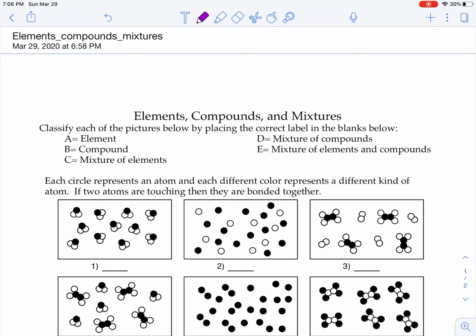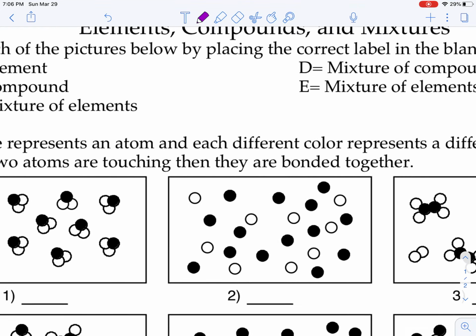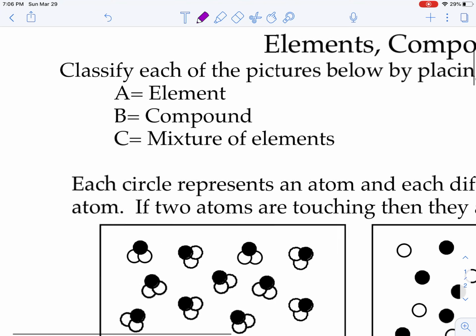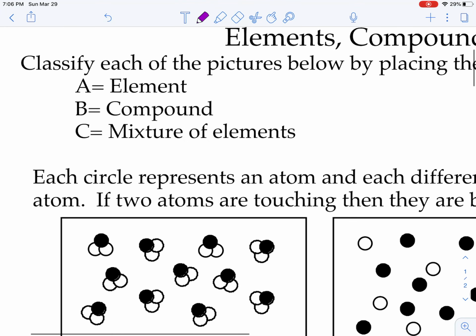Hey kiddos, let's work on this worksheet and see if we can figure out if these different pictures are elements, compounds, or mixtures. Before we start looking at the individual pictures, let's just remind ourselves what these are going to look like. If I am seeing a picture of an element, it's all going to be one color and shape.